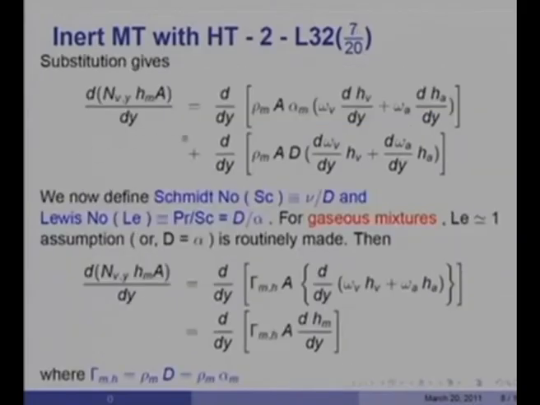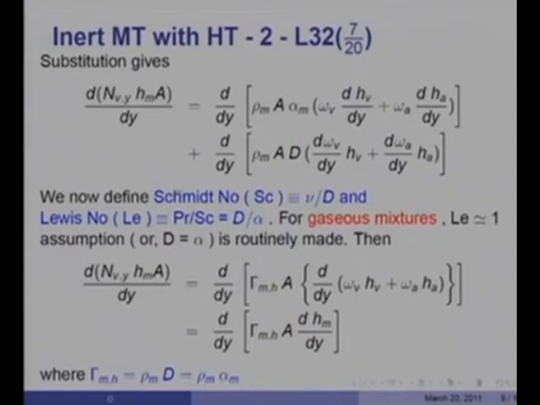So, you will get d(N_Vy H_MA)/dy equal to d/dy of ρ_m A α_m times ω_v dH_v/dy plus ω dH_a/dy, plus the second term, which is the Fick's law of diffusion term, which carries with it enthalpy of the species.